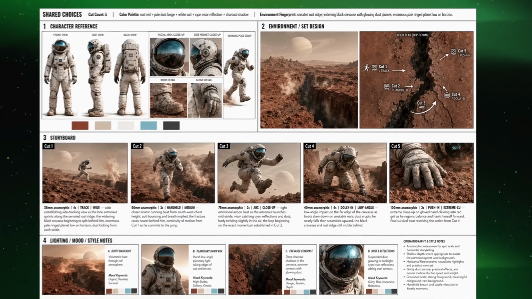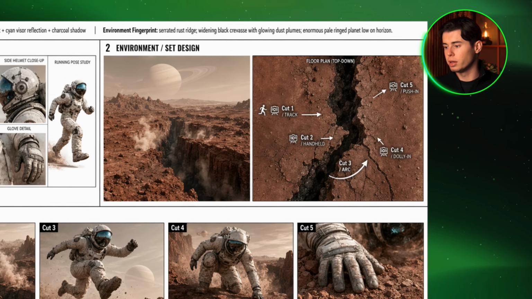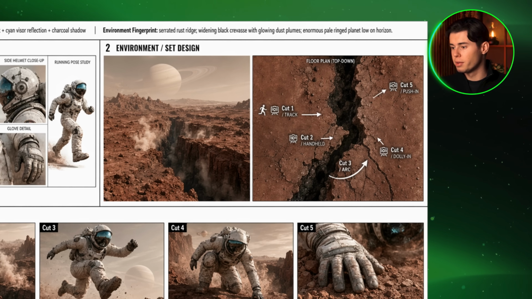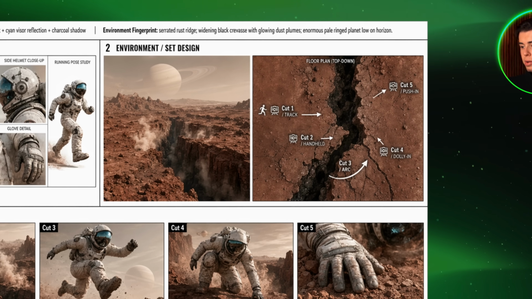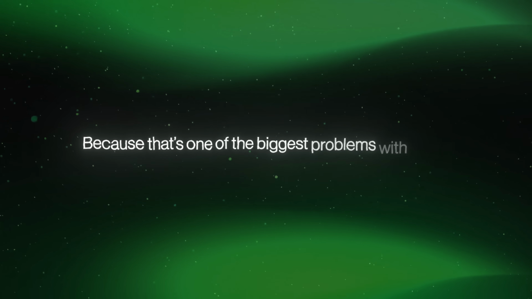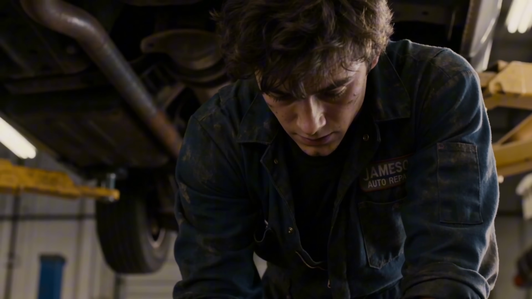So let me show you the next thing it created, which is the environment. This is basically the location where the entire scene takes place. And the reason you want to define this before generating any video is because it keeps the environment consistent instead of letting it randomly change between shots, because that's one of the biggest problems with most AI videos. The character might look good, but then the whole scene suddenly feels different.